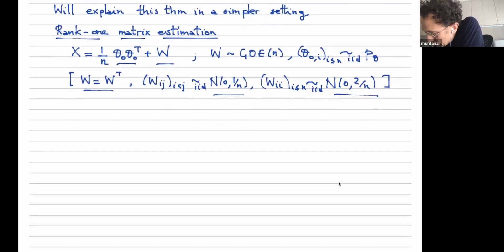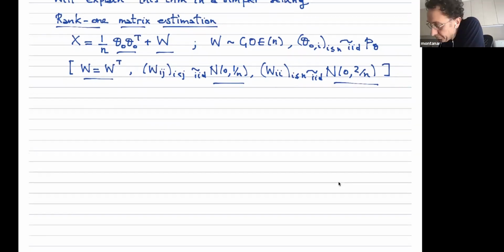So this is the problem. You are given an instance, a realization of this matrix, and then you want to estimate θ0. And this is, of course, closely related to things like community detection, or inference on a graph. It's a simpler model, but it's related to those.